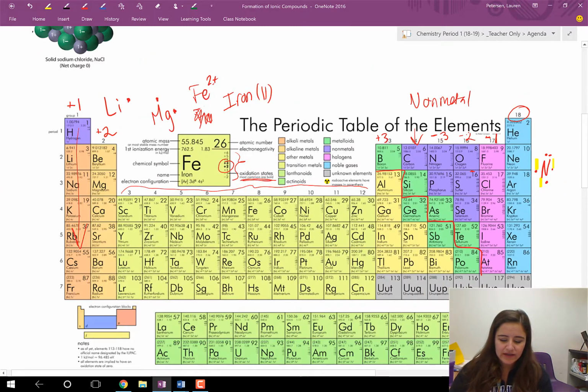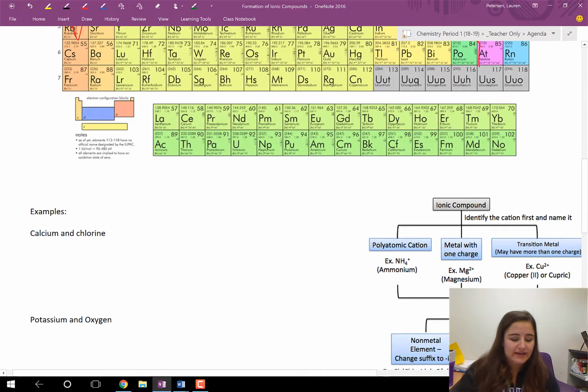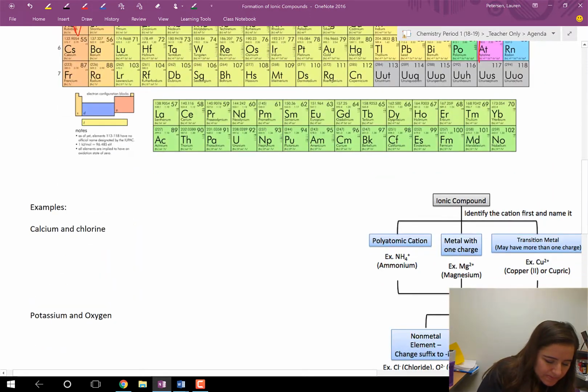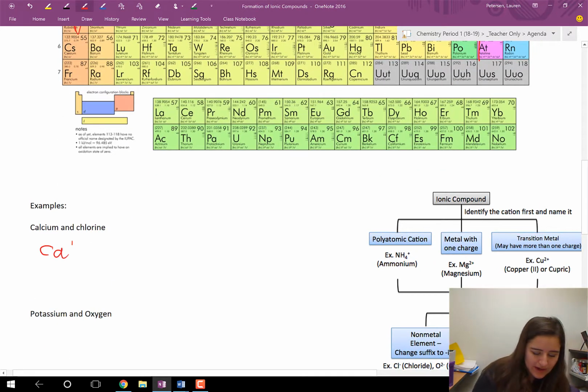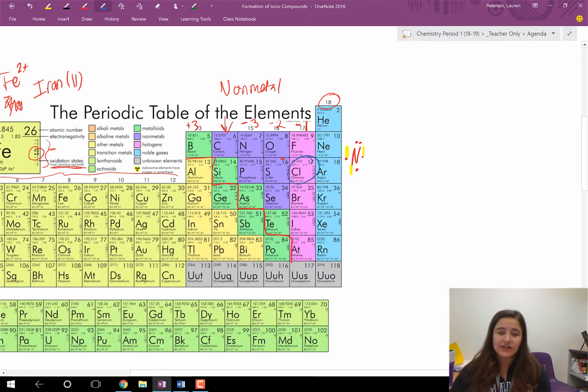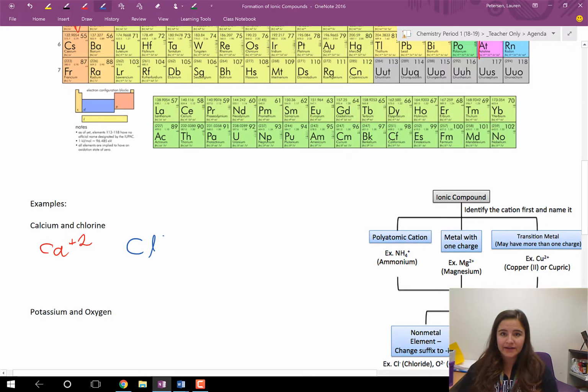So let's do some examples and we'll get to naming them. Let's look at calcium. Where is calcium on the periodic table? It is right here. It has 2 valence electrons, so it tends to form a +2 ion. Okay, where chlorine, I'm going to use blue for my nonmetals, chlorine is right here on the periodic table. It has 7 valence electrons. It wants to gain 1. So it tends to form a Cl- ion.